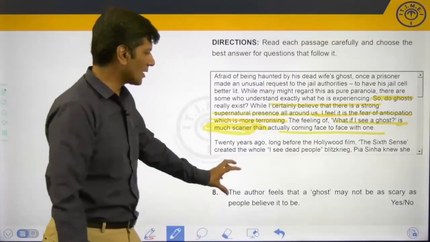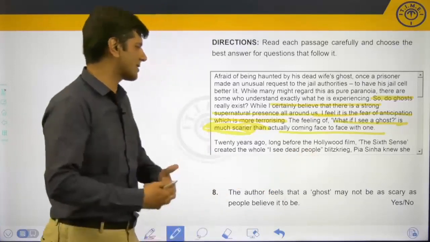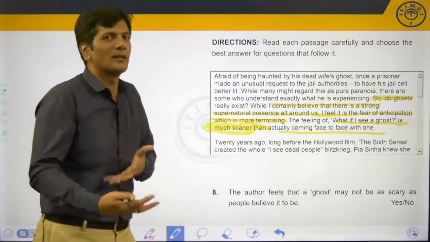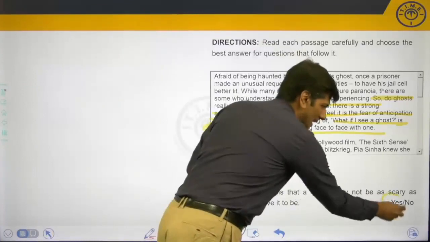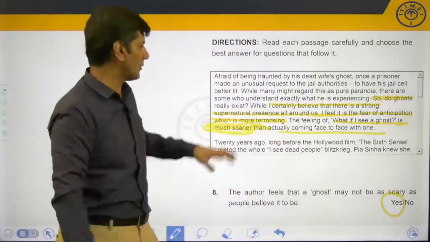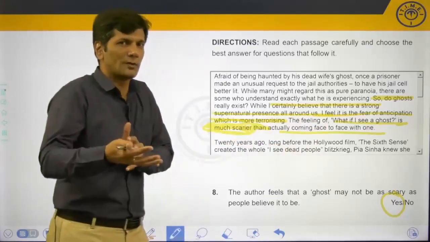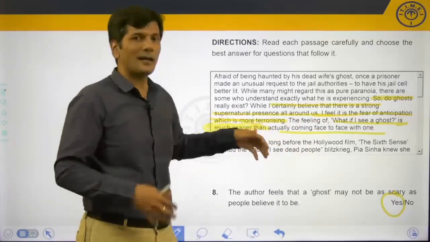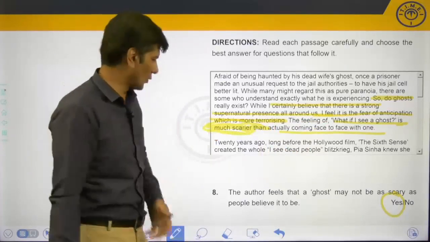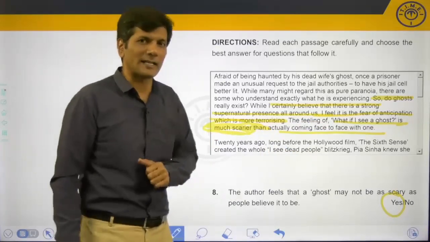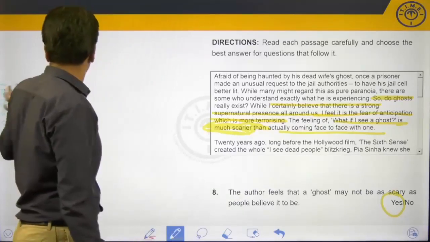So the question says the author feels that the ghost may not be as scary as people believe it to be. Well, your answer to this is a yes, because we are able to infer from the last part that the feeling of what if I see a ghost is much scarier than actually coming face to face with a ghost. So this answer would be a yes. Question number 9.